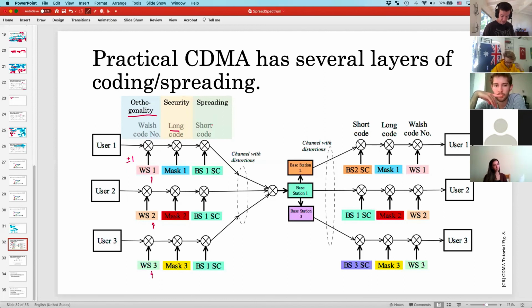And then finally, we end up with what's called a short code. And the short code is implemented, the same short code for everyone using this base station. So everyone in my cell, if I'm the base station, is going to be using the same short code. And that's so that I can despread it at the base station, but I haven't decoded everything, right? Because everyone has their own unique Walsh code and their unique long code. So even at the base station, if you were to intercept the data here, it would still have the security spreading code in it, and so it would actually be really hard to decode.